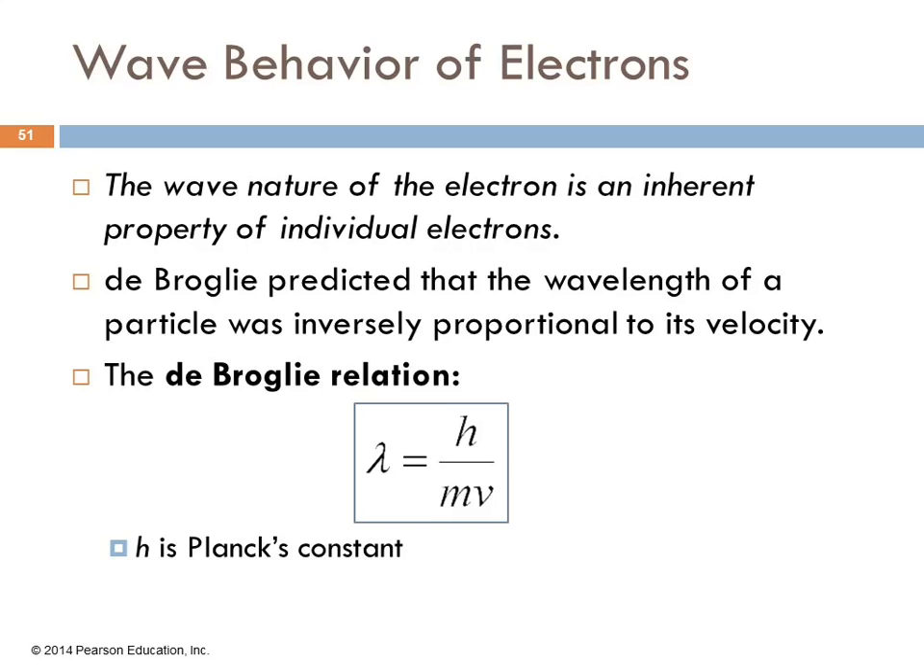Anyway, de Broglie predicted that the wavelength of a particle was inversely proportional to its velocity. So here we have the de Broglie relation, and this is something that you should memorize. So the wavelength of a particle is equal to Planck's constant, h, divided by the mass times the velocity.